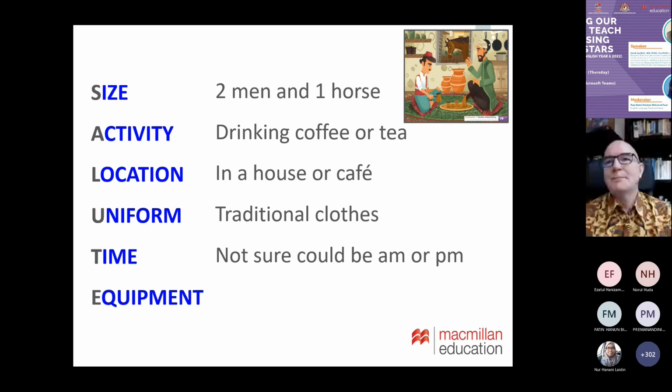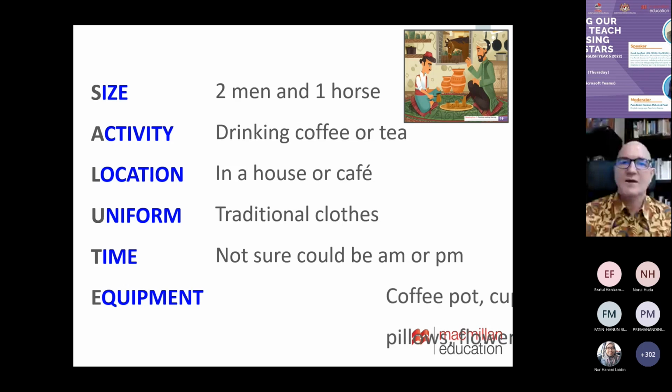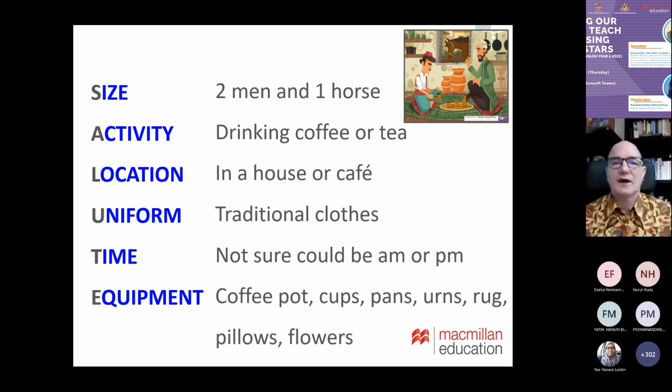And the last thing is equipment. So what can you see in the picture? What else can you see in the picture? And then we've got, yeah, actually with the time, we're using modals of possibility. Might be, maybe, it could be. So we're building up other language there as well. Serving set, pots and pans, kitchen tools, yeah, lots of different things happening here. Pillows, flowers, all those kind of things.